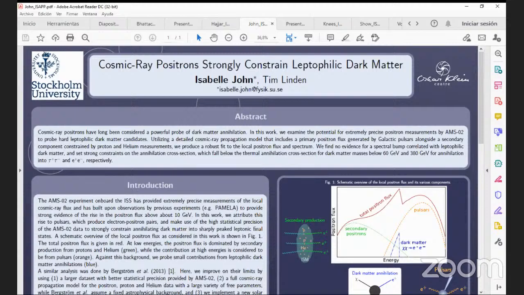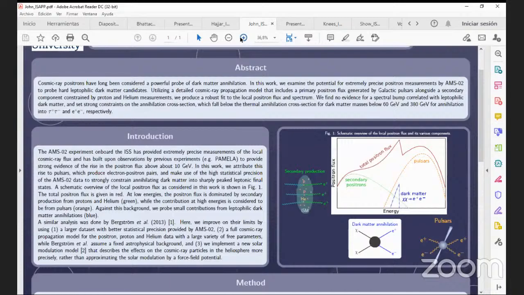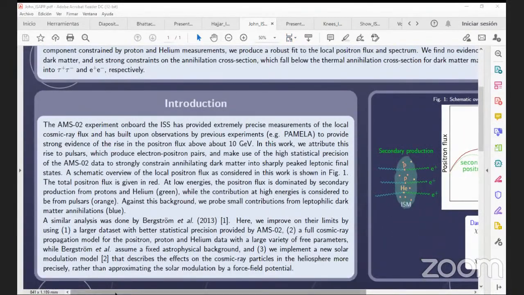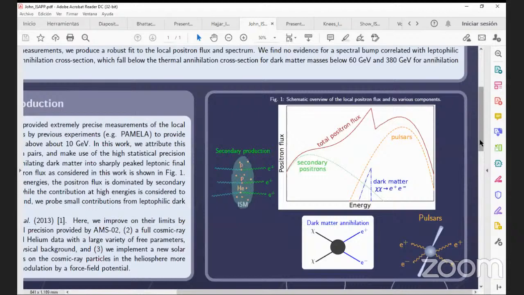Okay, so I'm going to present some results on constraints for indirect dark matter searches. The idea of this project was to use the high statistical precision data from the AMS-02 experiment to compute constraints on leptophilic dark matter for cosmic ray positrons. If we look first at figure 1, if you could maybe scroll down a little bit, to the right, please. Yes, thanks. This is a sketch of the positron flux as measured on Earth.